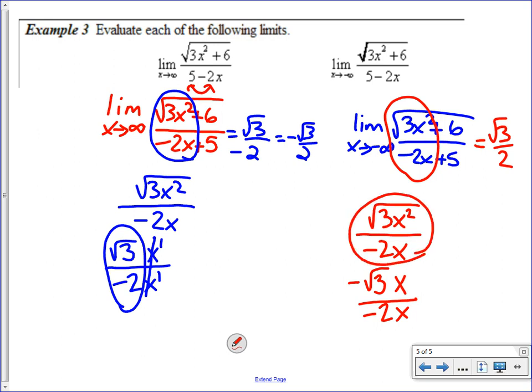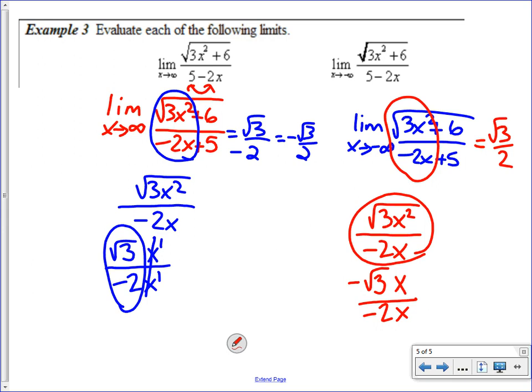Or think of it like this. Once you get here, you could think of plugging in a really big negative number. Even if I plug in a negative in my numerator, it's going to become positive, because when I square a negative, it'll become positive. And then if I plug in a negative into the denominator, I'm going to have a negative times a negative, which is going to become positive. So there's a couple different ways you could think of it.